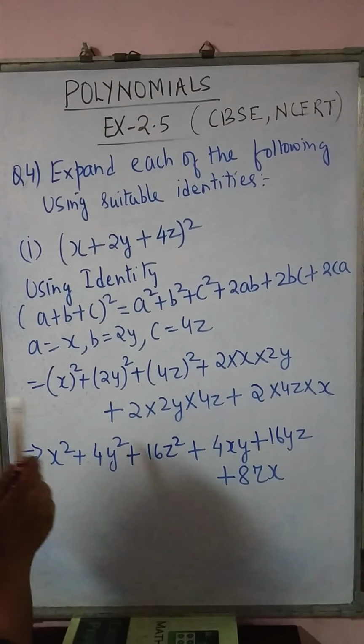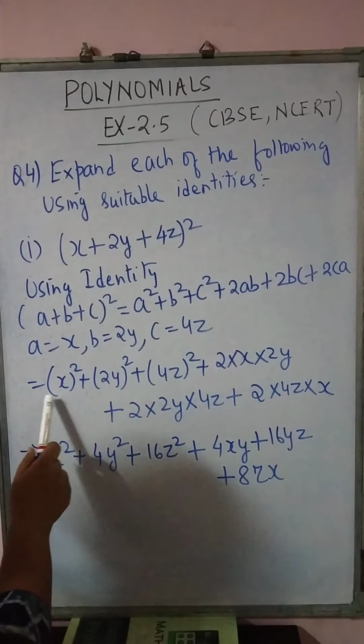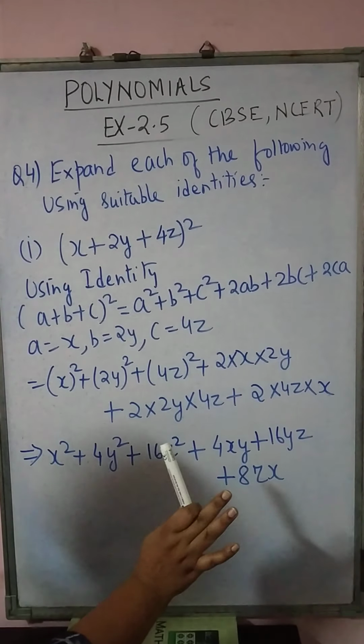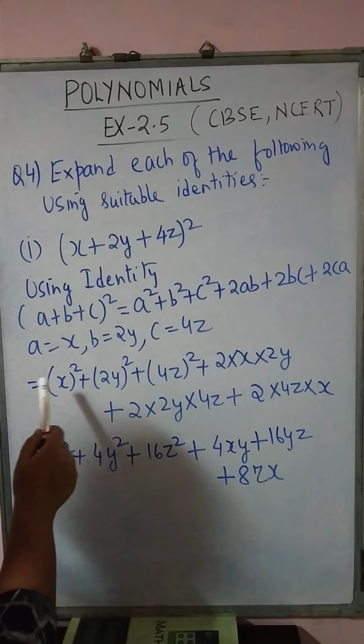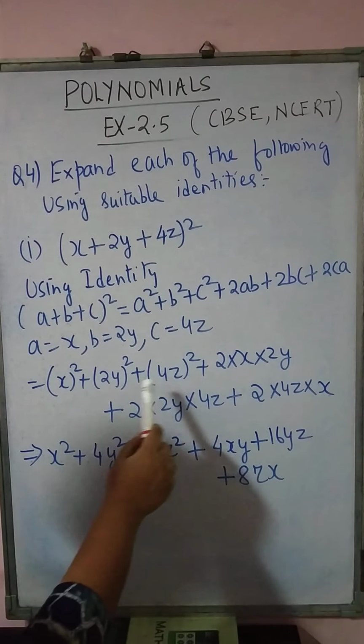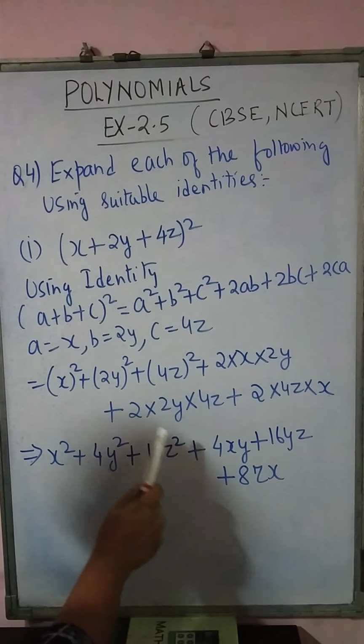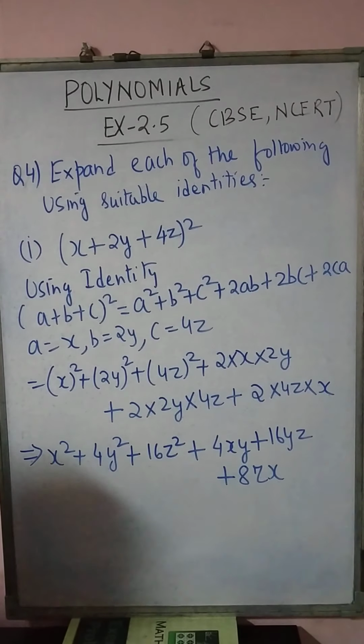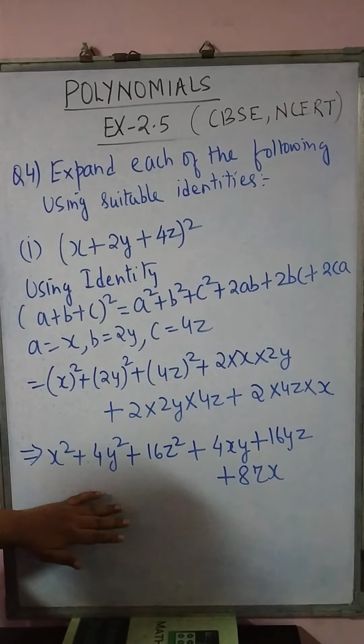Some children make this mistake: they write the formula and leave the answer there, which is wrong. After you substitute the values, you have to expand, you have to open the brackets, and then write the answer in simplest form after multiplication. So this is the final answer.